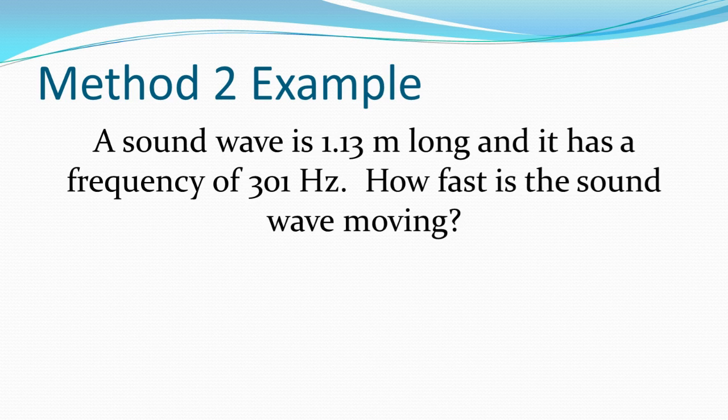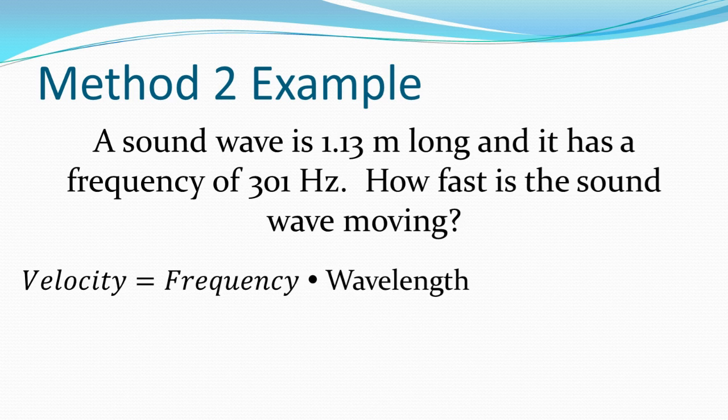Let's look at an example using method 2. A sound wave is 1.13 meters long and has a frequency of 301 hertz. How fast is the sound wave moving? We look at the information that's present. I'm given a wavelength and I'm given frequency. I know it's frequency because it says frequency. I also see the unit hertz, Hz. I might also, in a scenario like this, be given waves per second or pulses per second. If you're given number of waves and an amount of time, you can simply divide number of waves divided by time. I set up my formula.